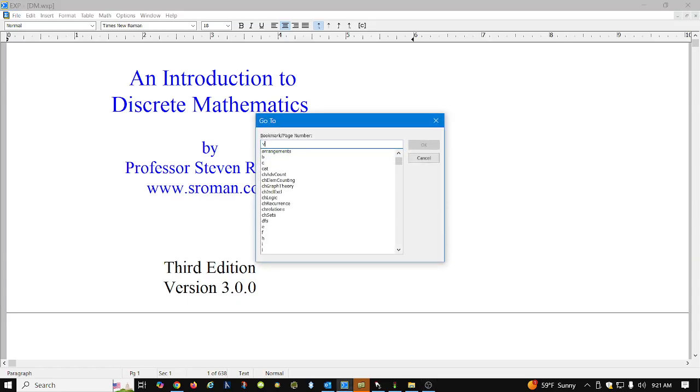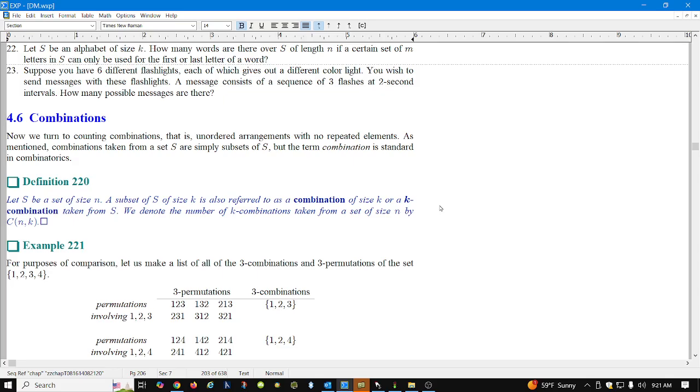In this video, we are going to discuss unordered arrangements of elements with no repetitions, which are also known as combinations. So here is the formal definition. Let S be a set of size n. A subset of S of size k is also referred to as a combination of size k, or a k combination taken from the set S.